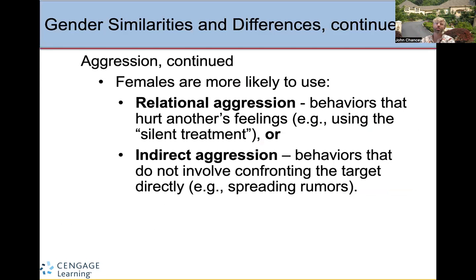But the aggression that females are more likely to engage in is more likely to be relational aggression: hurting someone's feelings, giving someone the silent treatment, shunning somebody from a friend group. I think of Mean Girls, like Regina George, kicking somebody out of the friend group. Indirect aggression, I guess this is more Mean Girls, like spreading rumors about somebody. You're not necessarily confronting them directly, but you're kind of attacking them, being aggressive to them on the fringes.